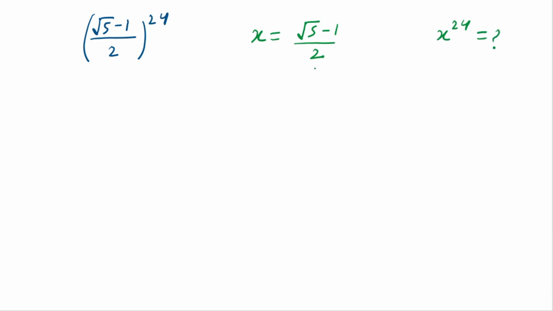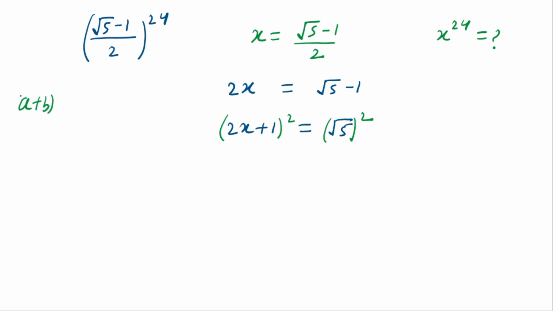Now multiply both side 2, then in left hand side 2x, and this is equals to square root of 5 minus 1. Now if we add both side 1, then in left hand side 2x plus 1, this is equals to square root of 5. If we take square both side, in left hand side we will apply a plus b whole square, and we know that value of a plus b whole square is a square plus 2ab plus b square.